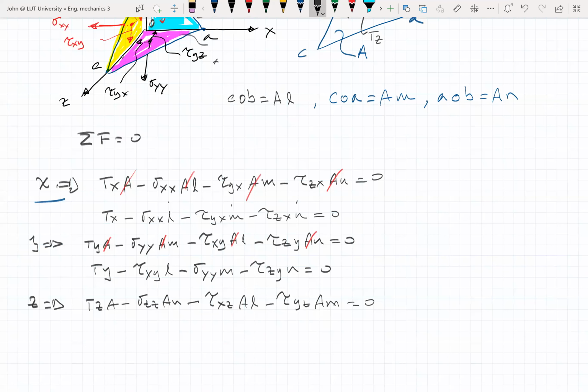Then if I rewrite these according to the other two, the XY axis, and then following the same sequence LMN, I will end up with this thing here. This is going to be tau z. And again, I can get rid of the areas here because I definitely have an area. Tz minus, nope, this one, who comes, yeah, tau xz l minus tau yz m minus sigma zz n equal to 0.